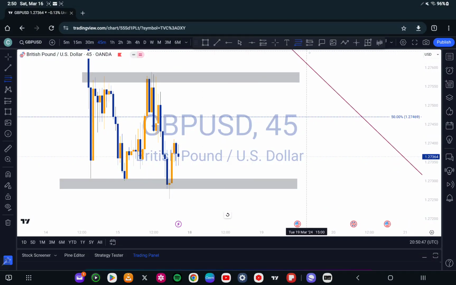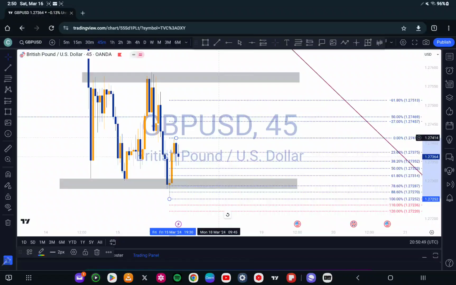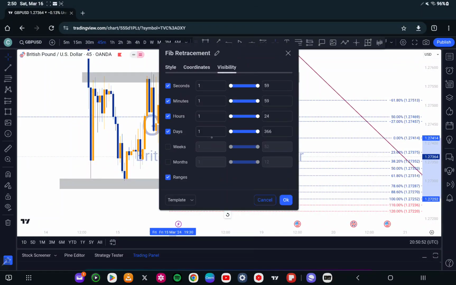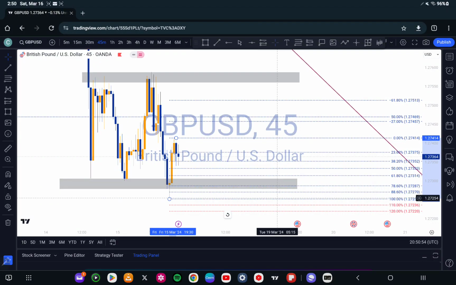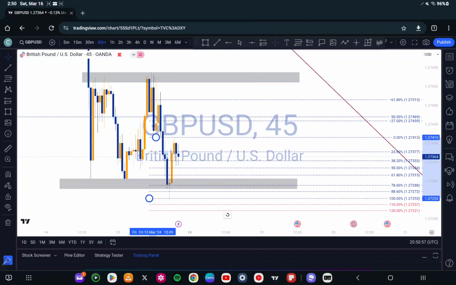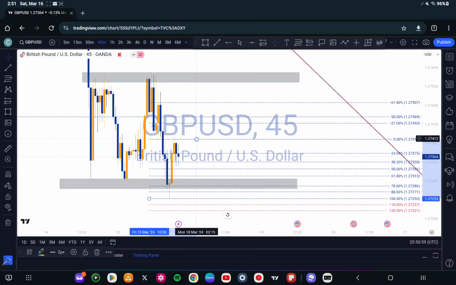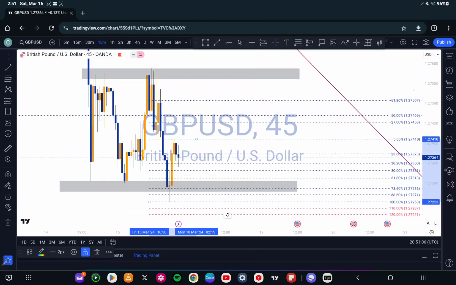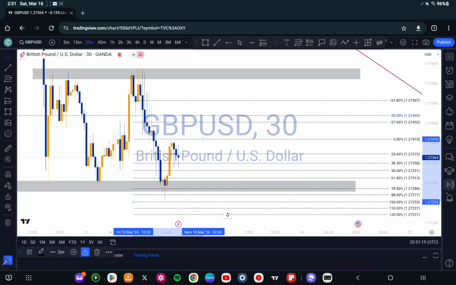So right now, you can also draw a mini fib right here from point A to point B. Let's change the visibility of that. Let's go to a smaller time frame.